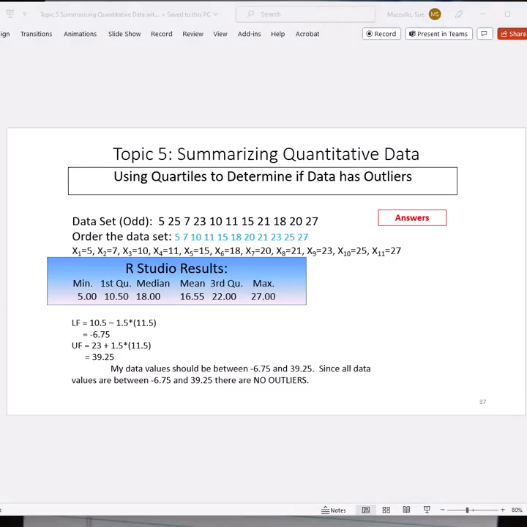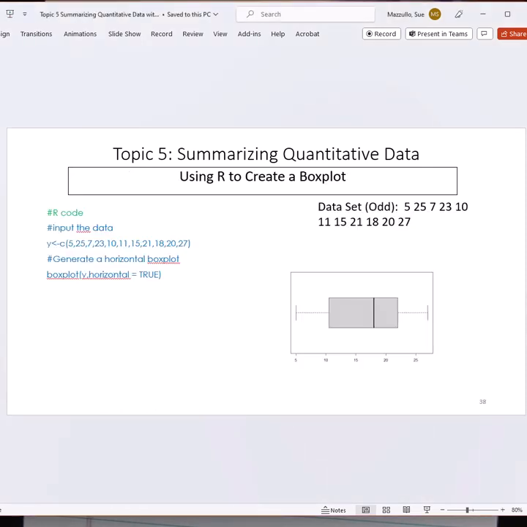Now looking at the previous data set where we said there are no outliers, when we actually use R to generate the box plot, we see the box plot. And if we don't see asterisks, then we know that there are no outliers in here, and that these are the values for the min and the max.